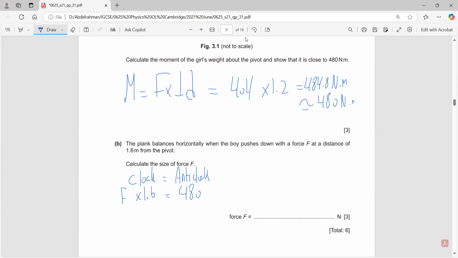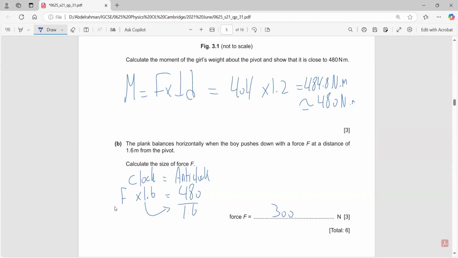Should I use 484.8 or should I use 480? It wouldn't really matter. If you use 484.8, then the force would be around 303. If you use 480, it would be around 300 newtons. All you do is divide by 1.6.